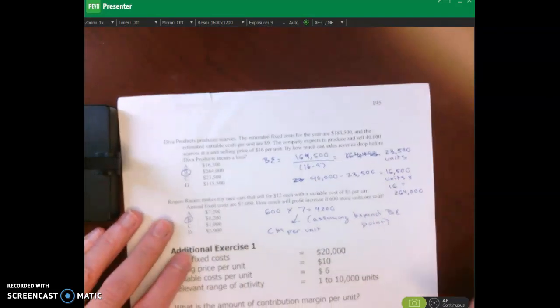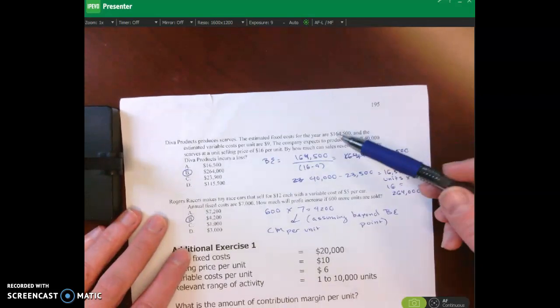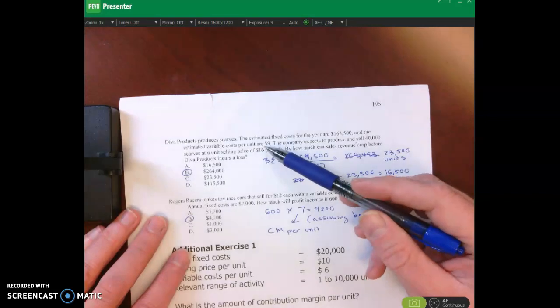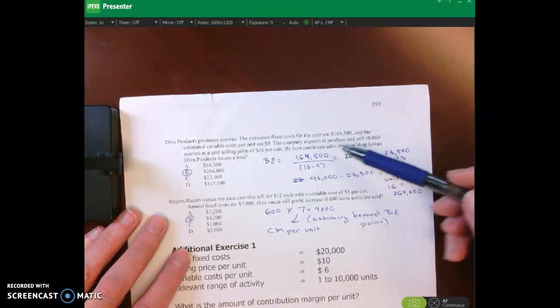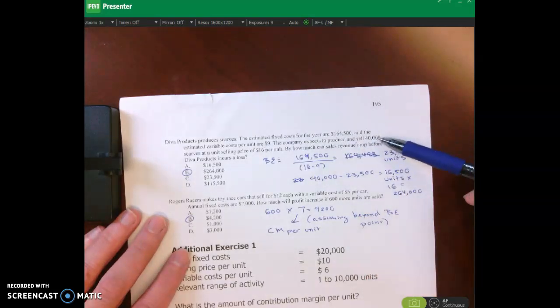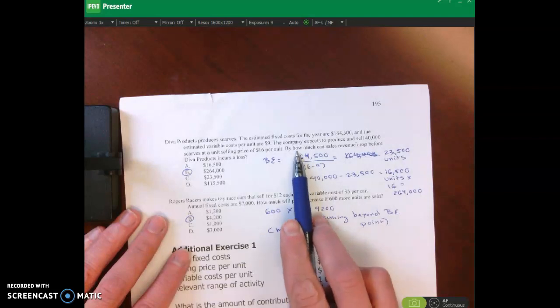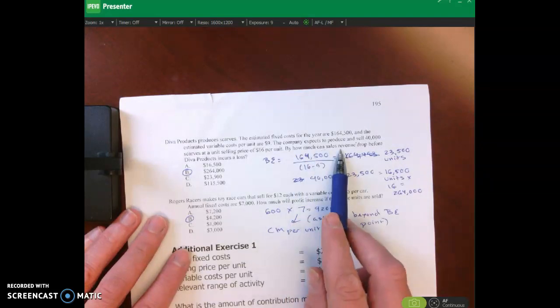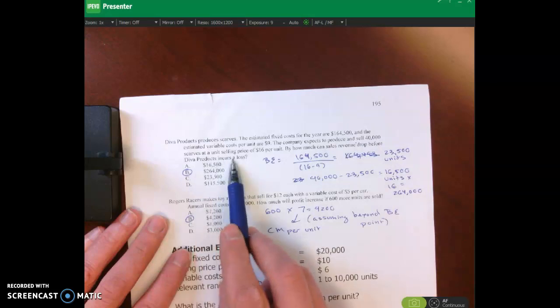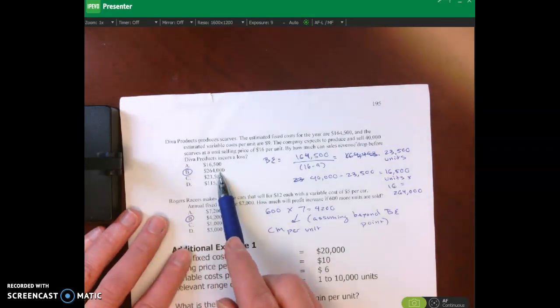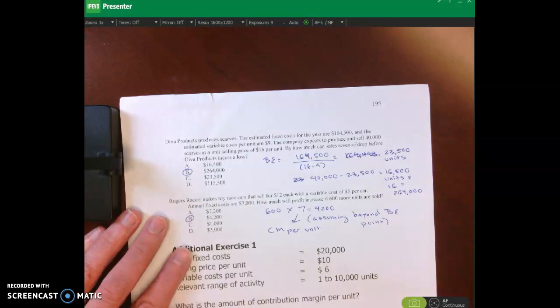So Diva Products produces scarves. The estimated fixed costs for the year are $164,500. Estimated variable costs are $9. And then the company expects to sell 40,000 at a price of $16 a unit. Okay. So I'm asking by how much can sales revenue drop before they incur a loss. So basically I'm asking for the margin of safety in terms of sales dollars. That's what this problem is asking for.